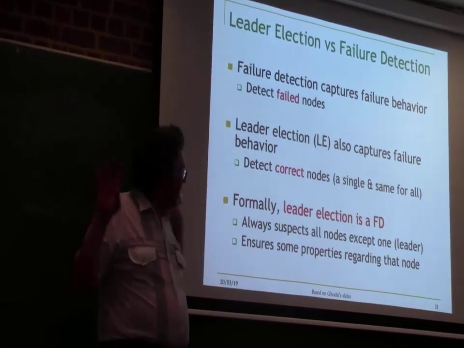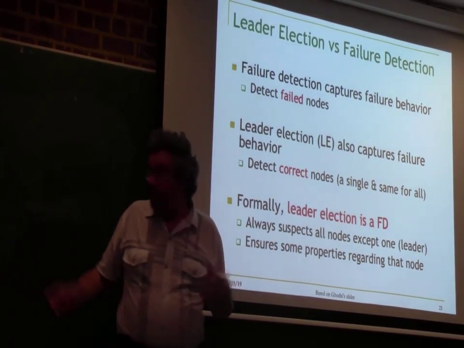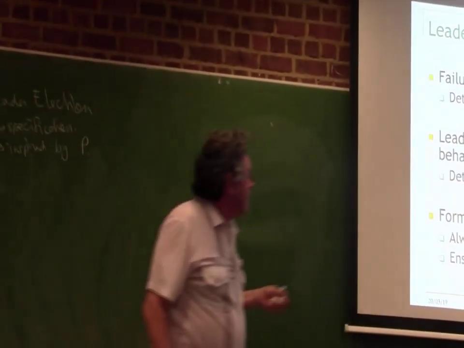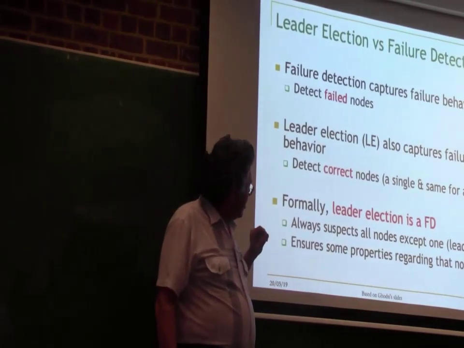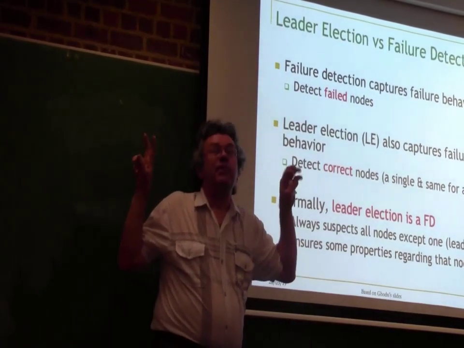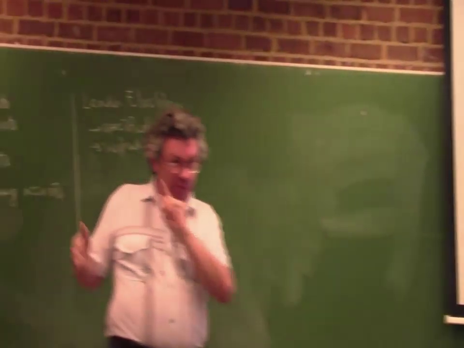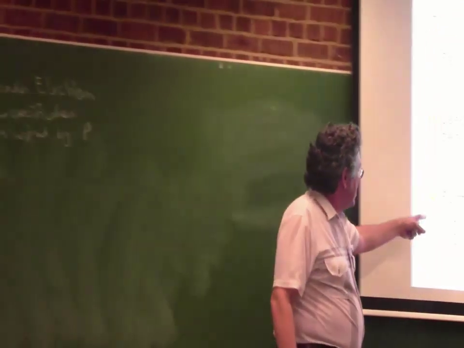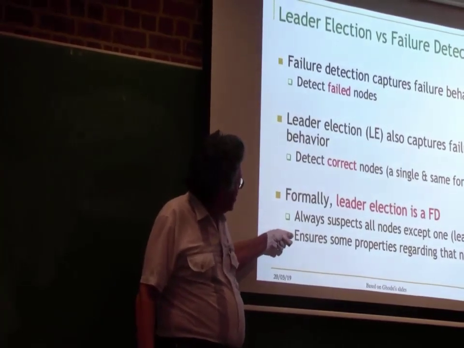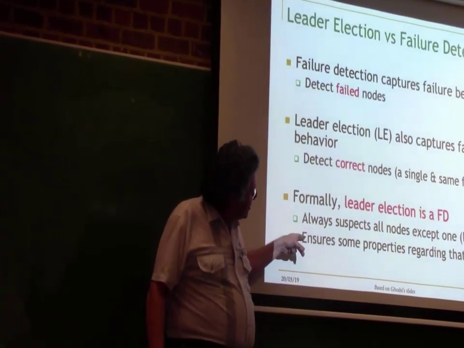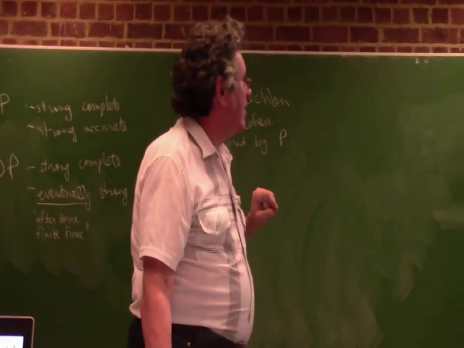So the leader detector is a kind of failure detector. Maybe it's not a very good one, but we can take inspiration from the failure detector definition. It always suspects all nodes except for one, which is the leader. So it thinks all of them are not leaders, all of them are bad in some way. They're non-leaders except for one, which is the leader. And then something with respect to that node, basically that all the nodes have the same leader.